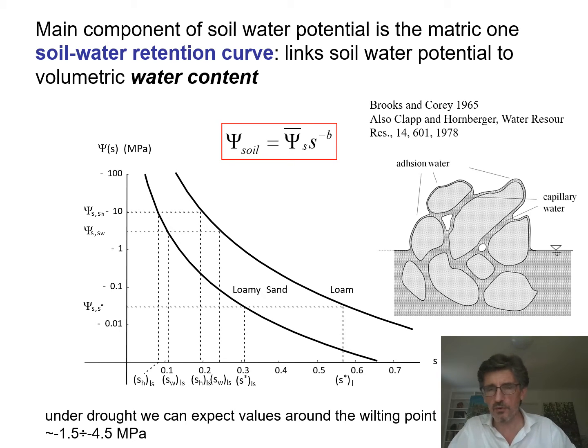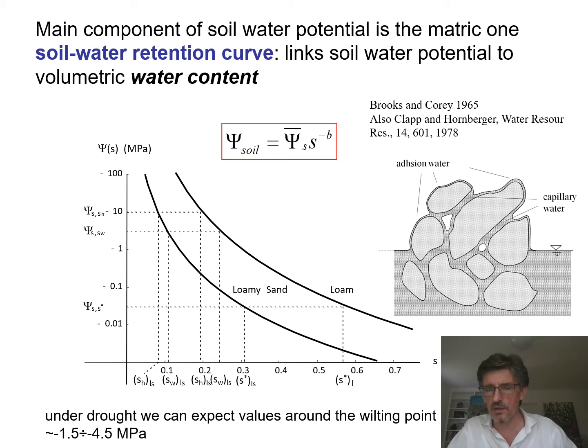Why is this curve important? Because it basically tells us, given how much water we have in the soil, what is its energetic level. Okay, so let's take here a loam. This is S star. Let's say that this is the point in the soil at which roots start feeling the stress and have a hard time extracting water from the soil. We will see that that also corresponds to the closure of the stomata at the leaf level. But let's say that this happens at this energetic level.